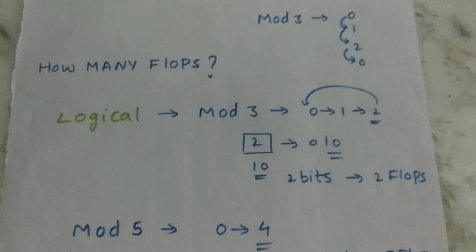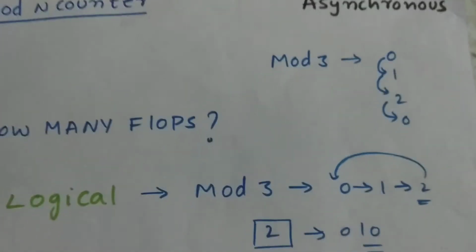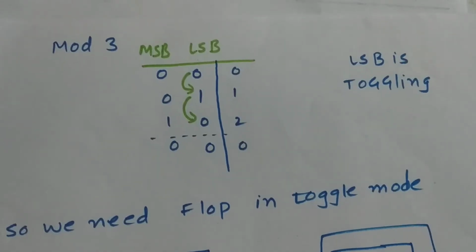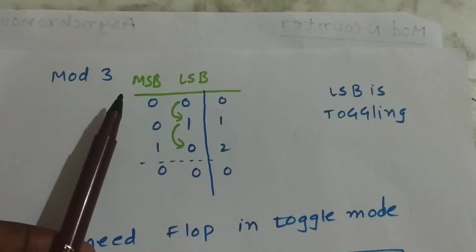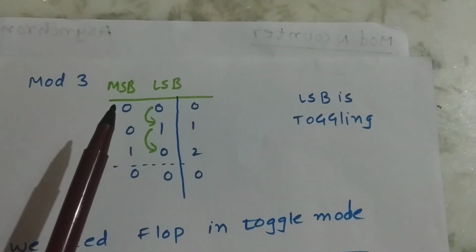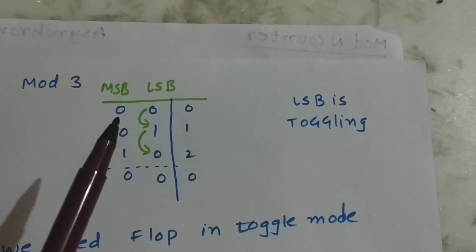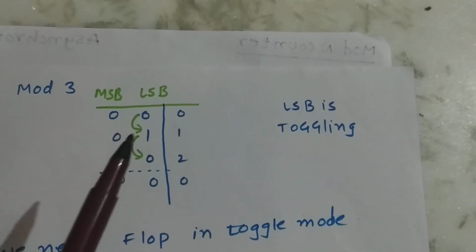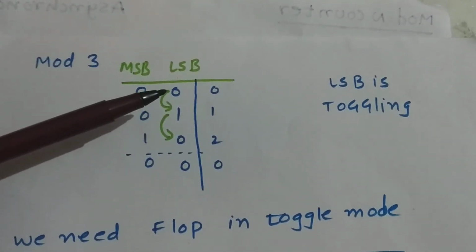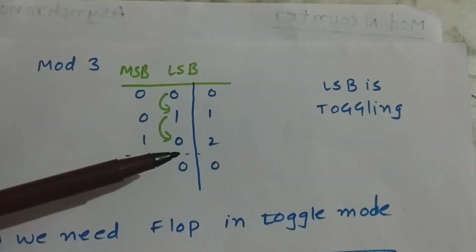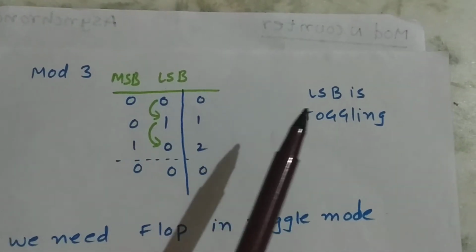Now let's go to design. How do we do a mod 3 counter for this case where the clock is divided by 3? We are going with the mod 3 counter right now. As you can see, I have represented 0, 1, 2 and 0 in binary form: 0 0, 0 1 and 1 0. What you can observe here is that the LSB is toggling, 0 to 1 and 1 to 0. So the LSB is toggling.